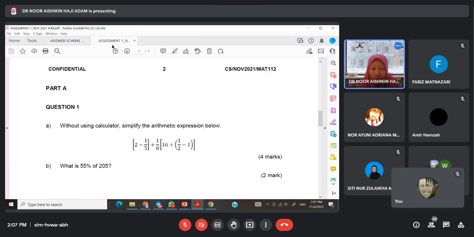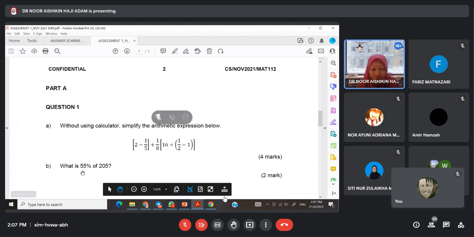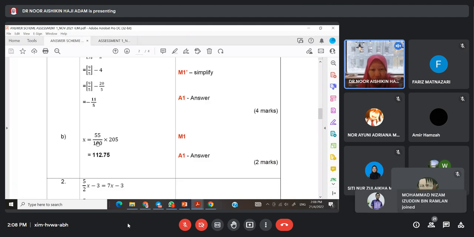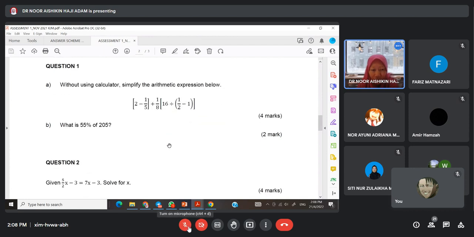55% of 205. Sebab in the question, dia bentuk word kan? So you need to translate that using a mathematical expression. So that will be 55 over 100 times 205. That's what we want to see. And you get 1 mark if you do that. Senang-senang je dapat markah kan? Okay. So betul so far? Number 2.